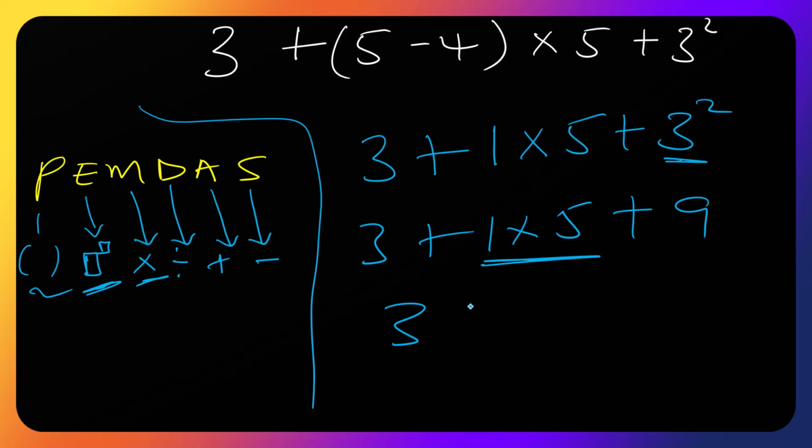So 3 plus 1 times 5 is 5 plus 9. So everything, we have the same sign here. So 3 plus 5, 8 plus 9 is 17.